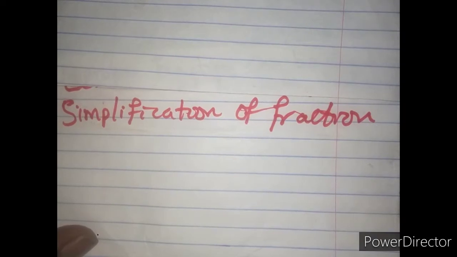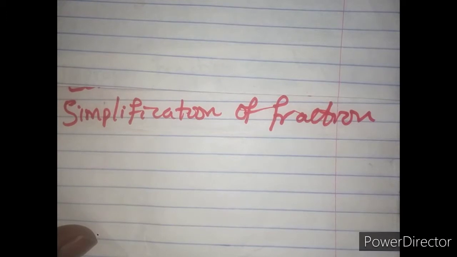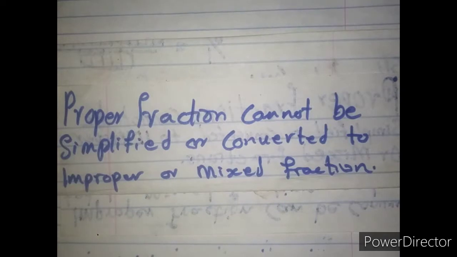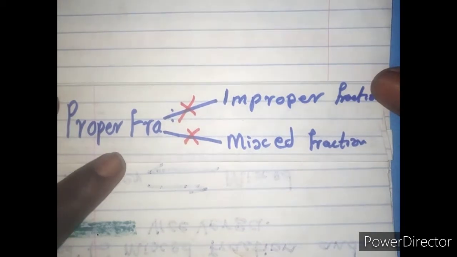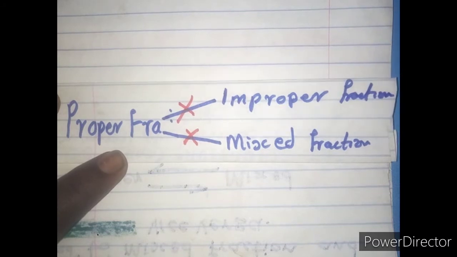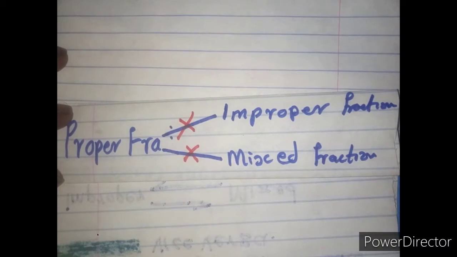Today we'll be discussing the basic things you need to know about simplification of fractions. So here we go. Proper fractions cannot be simplified or converted to improper or mixed fractions. I'm going to give you a diagram to help you memorize this. Proper fractions cannot be simplified or converted to improper or mixed fractions. So memorize this. Next, we are going to work out some examples.